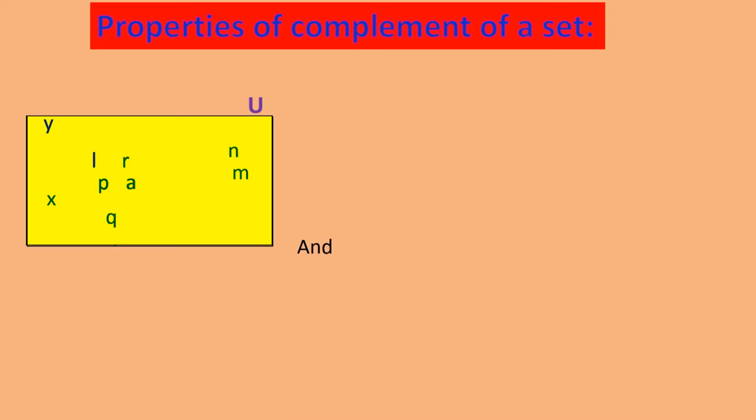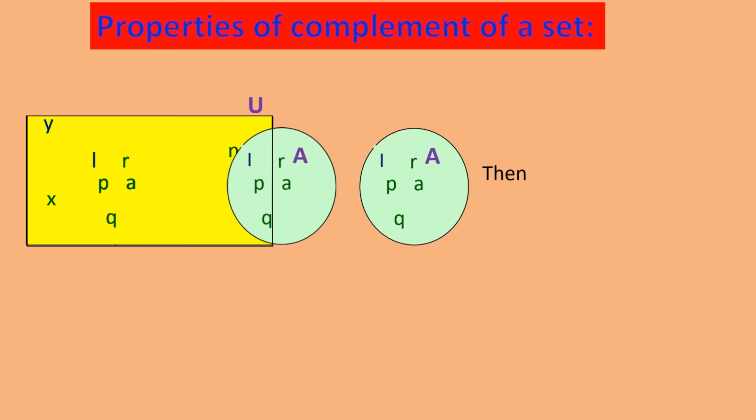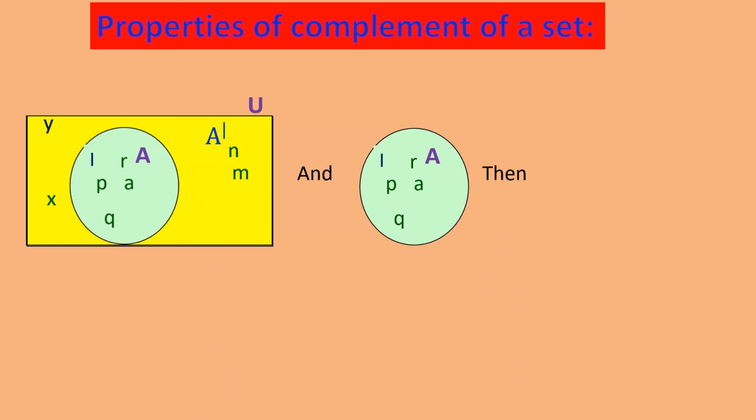Now let us learn the properties of the complement of a set. For that we require a universal set and a set A, and then we get A complement also. All the elements of A complement we must take, so we have N and M. Now all these things are there. Based on this only we are going to learn about the properties.